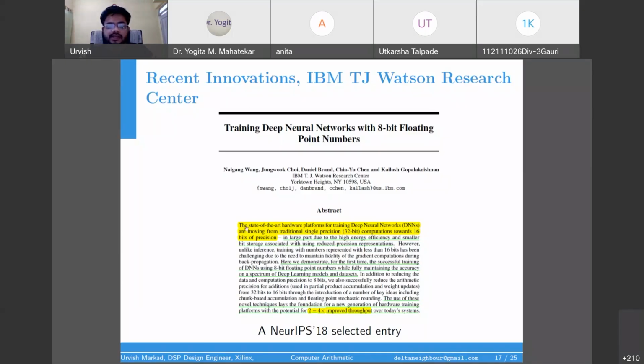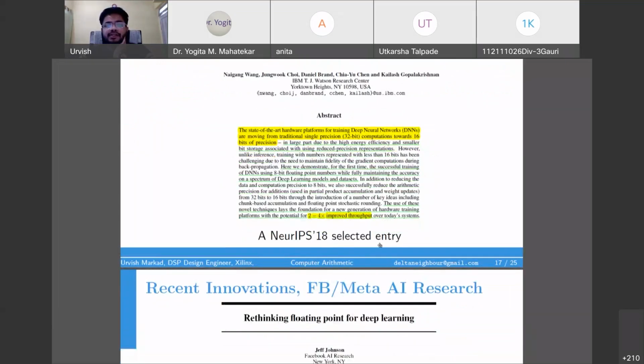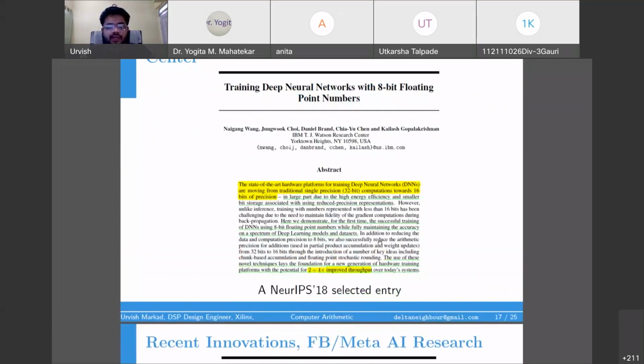See here, they start off by saying that the state-of-art hardware platforms for training deep neural networks are moving from traditional single precision, which is 32-bit computations, towards 16 bits of precision. What do they achieve after that? They see that the throughput is improved by at least 2 to 4 times. That's quite a big deal. These folks are very actively researching this topic at the IBM TJ Watson Research Center. Recently they have also authored a paper on training deep neural networks with 4 bits of floating point numbers. That's again an interesting read. I encourage you to take a look at all these papers.